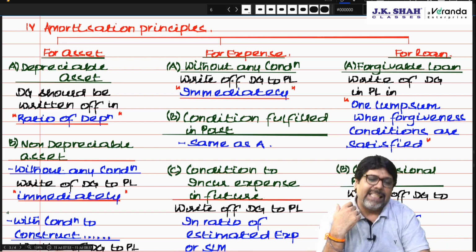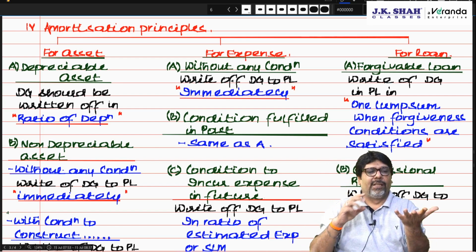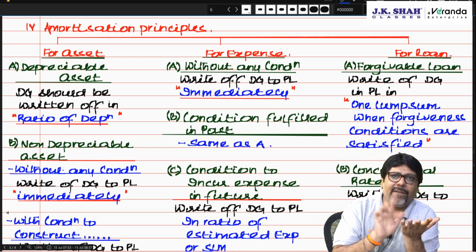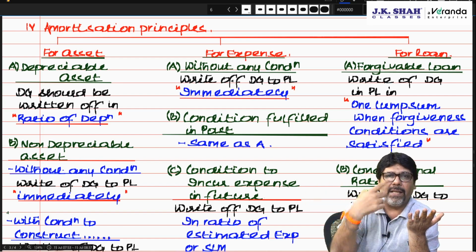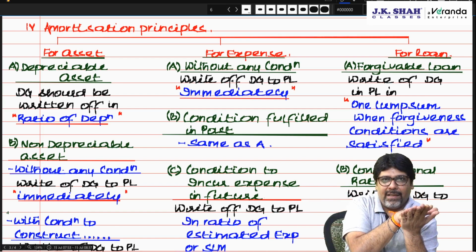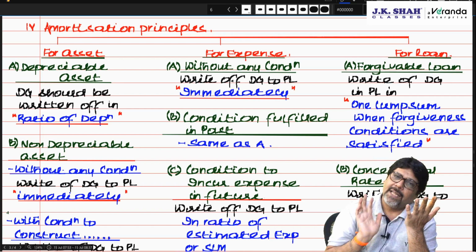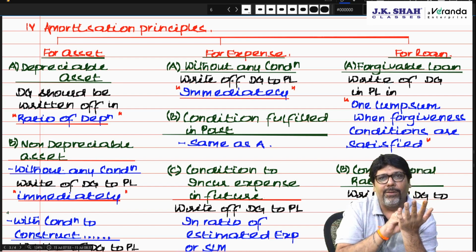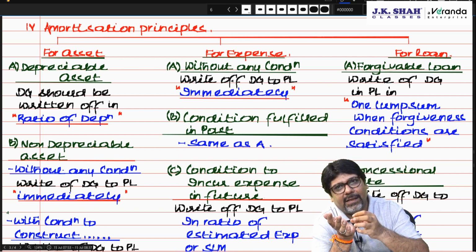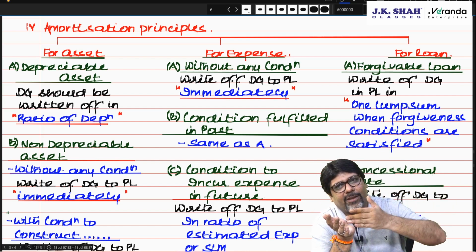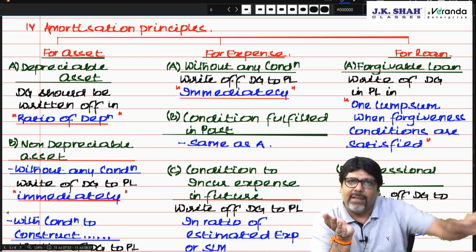Am I clear? That means, now listen, you are buying a land. Government came to know that you are buying this land for a temple. So government gave you a grant. No condition attached. Transfer it to P&L immediately. You purchased a land. You are constructing a hospital. Correct? The government gave you a grant but told you this is for construction of a hospital only. Now, Chartered, you took that grant until the hospital is constructed. Suppose the hospital got constructed over a period of 3 years. Then the government grant should be amortized over a period of 3 years.